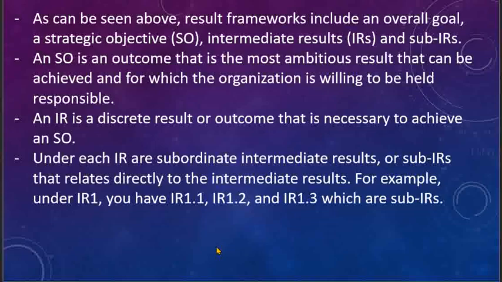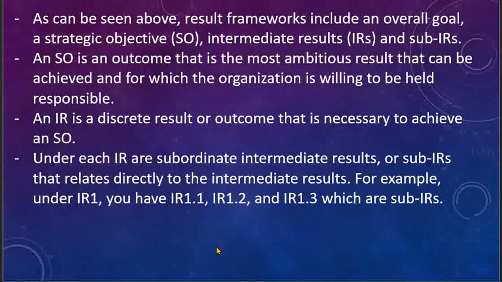Great. As can be seen above, the result framework includes the overall goal. It includes the strategic objective, which we are going to call SO. We are going to have intermediate results, IRs, and we have sub-intermediate results, which are subordinate intermediate results. An SO is the outcome, the most ambitious result that can be achieved and for which the organization will be willing to be held responsible.